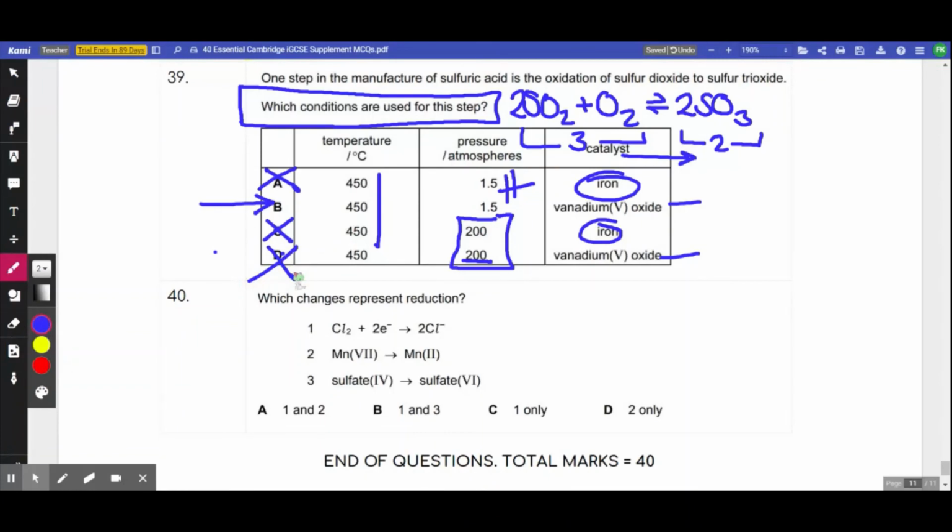And finally, question 40. So pause the video if you would like to have a go at it. So which changes represent reduction? Remember, reduction is a change where you have a gain in electrons by atoms or ions. So definitely choice 1. We can exclude choice D as an answer.